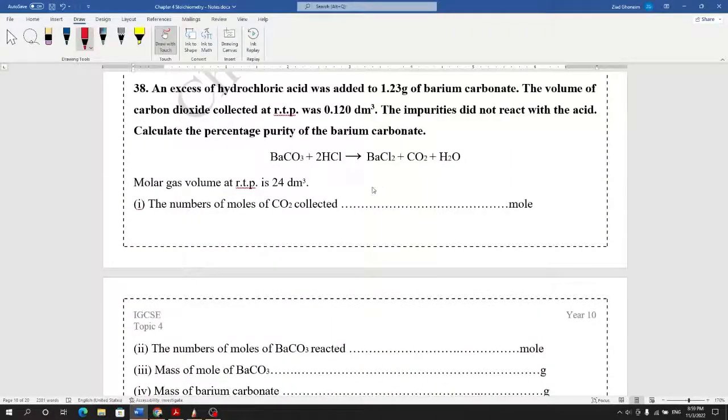Let's take 38 as our last and final question. An excess of hydrochloric acid was added to 1.23 grams of barium carbonate. The volume of carbon dioxide collected was 0.120 decimeter cube. The impurities did not react with the acid. Calculate the percentage purity of the barium carbonate. The molar gas volume at RTP is 24 decimeter cube. The number of moles of carbon dioxide collected is, we collected 0.120 decimeter cube, so the number of moles will be the volume divided by 24, which equals 0.005.